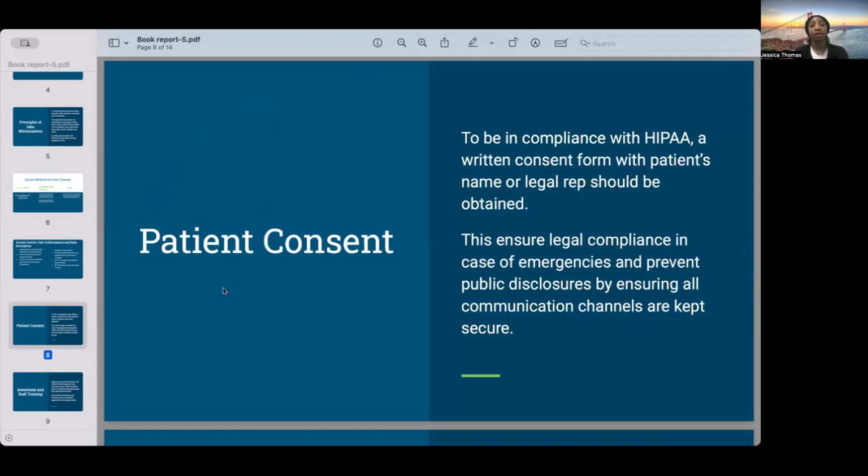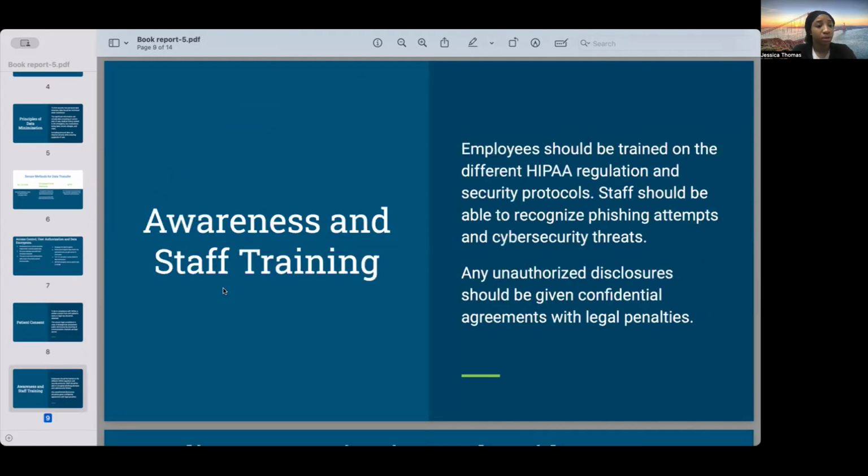Another strategy would be patient consent. So to be in compliance with HIPAA, a written consent form with the patient's name or legal representative should be obtained. This ensures legal compliance in cases of emergencies and prevents public disclosure by ensuring all communication channels are kept secure. So in terms of the access roles, as I mentioned before, some primary roles would be healthcare providers, attending physicians, any transfer coordination specialists, and then some limited access can be for administrative assistants, support staff, that kind of thing.